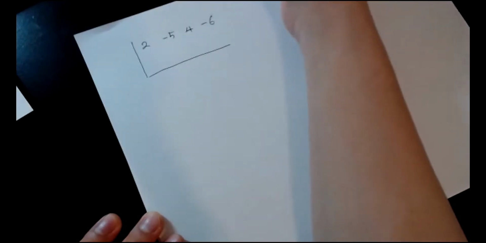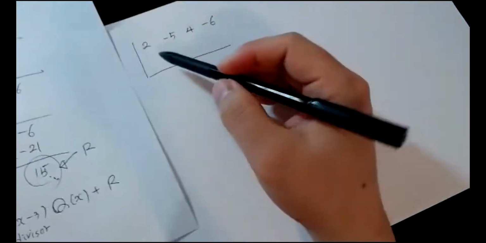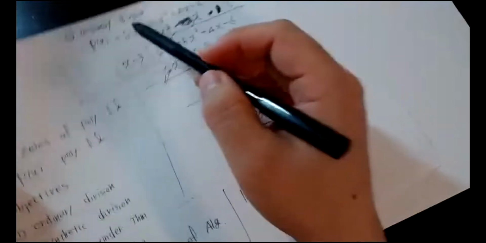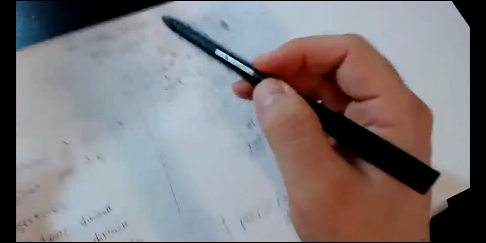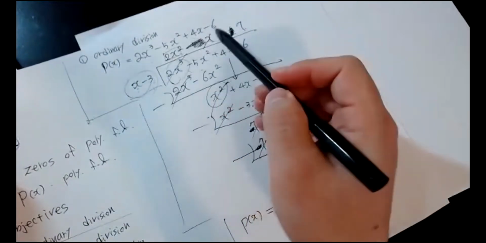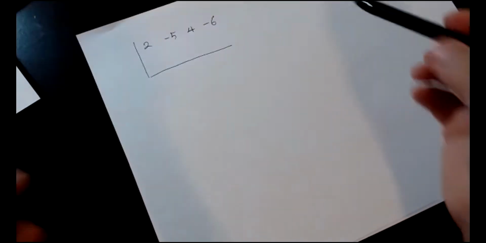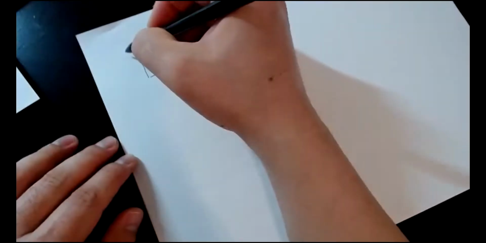Okay, so now let's see where the numbers come from. Let's see, 2, negative 5, 4, negative 6. These numbers come from the coefficients of each term in the polynomial function. See that 2, negative 5, 4, and negative 6, right? Okay, and then we just write down the number making the divisor 0, which is 3.